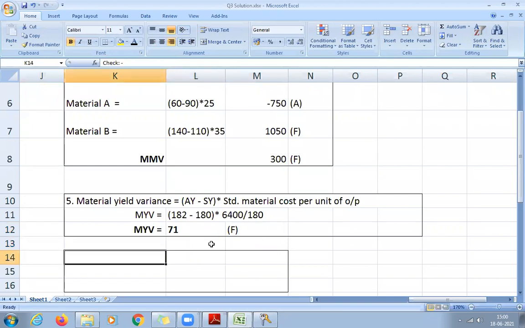So we have done all the variances: cost variance, price variance, usage variance, mix variance, and yield variance. So all the 5 we have done.